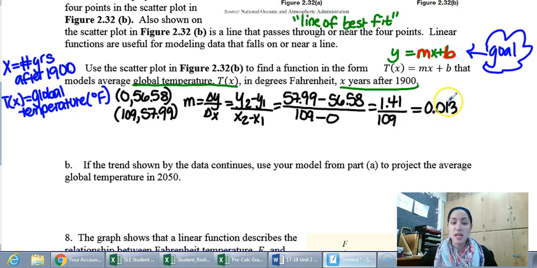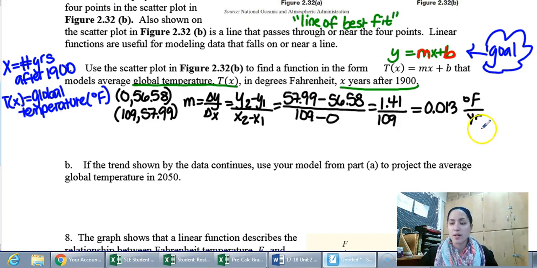In terms of what it means, if I go back, I see that in the numerator it was about the y values. And because I defined my variables, I know what that means. So the label for y is degrees Fahrenheit per year. So the temperature is increasing at an average rate of 0.013 degrees Fahrenheit per year.